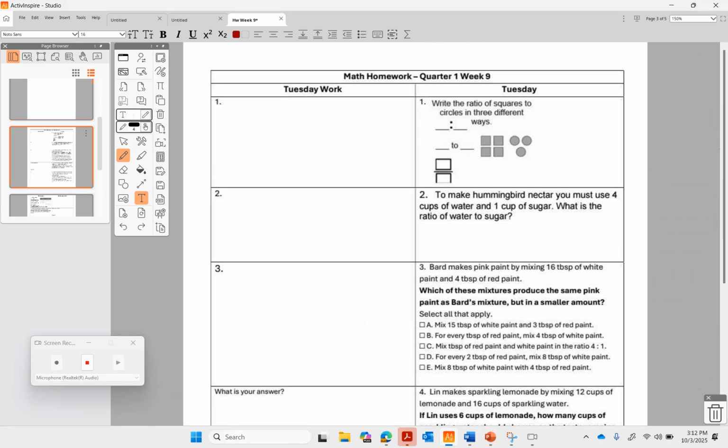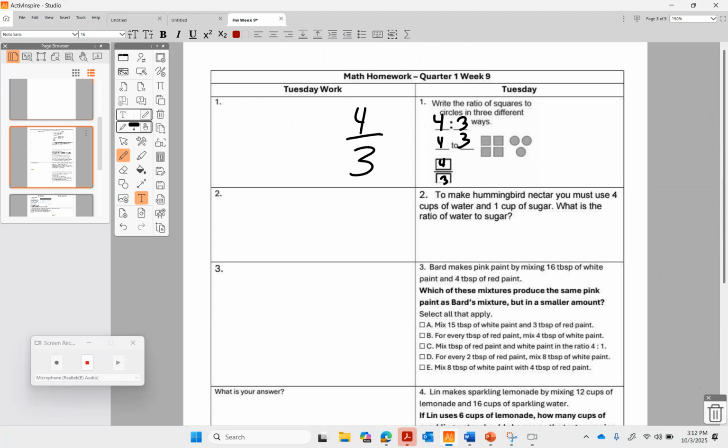Write the ratio of squares to circles in 3 different ways. So I think I did this before. I could say 4 squares, because that came first, to 3 circles, 4 to 3, or with a colon, 4:3. This is kind of cut off, but this is a fraction. If you can't see it, it's like that. Okay, number 1. That was easy. I got that.